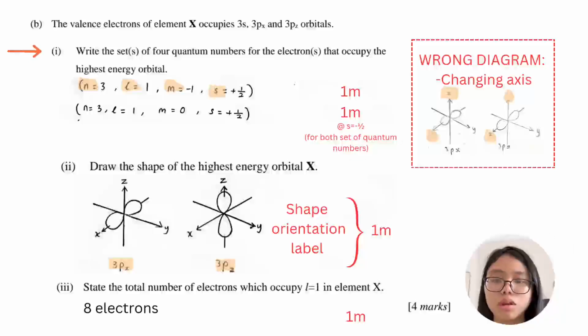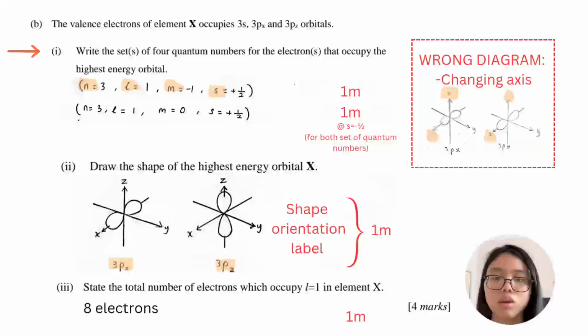n is the principal quantum number which indicates the energy level of the electron. Since the valence electron occupies 3s, 3px, and 3pz orbitals, we know that the value of n equals to 3. l is the azimuthal quantum number, which is the shape of the orbital. The highest energy orbital is p, so the azimuthal quantum number for p is l equals to 1.